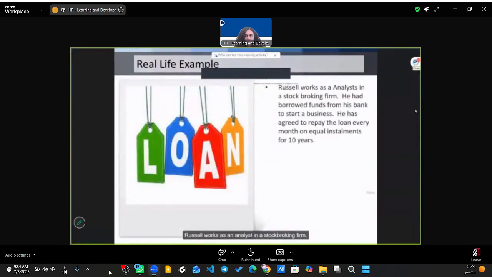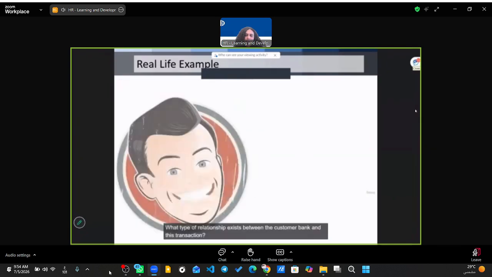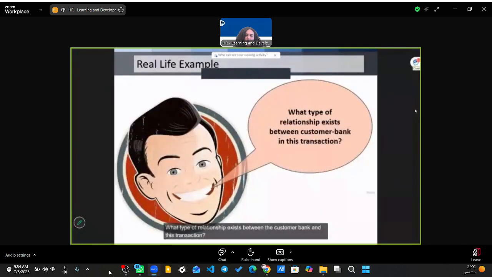Russell works as an analyst in a stockbroking firm. He had borrowed funds from his bank to start a business. He has agreed to repay the loan every month in equal installments for 10 years. What type of relationship exists between the customer and bank in this transaction?